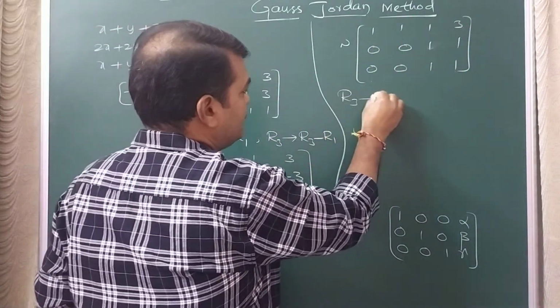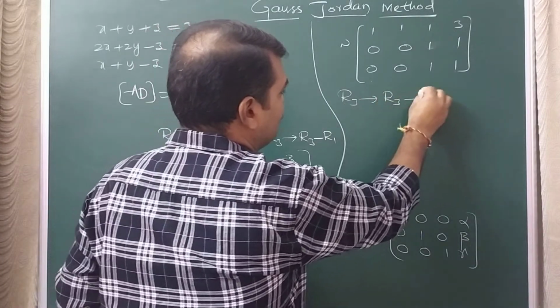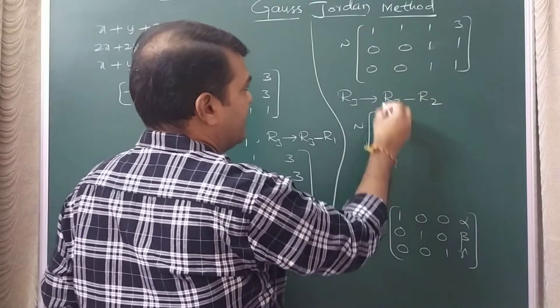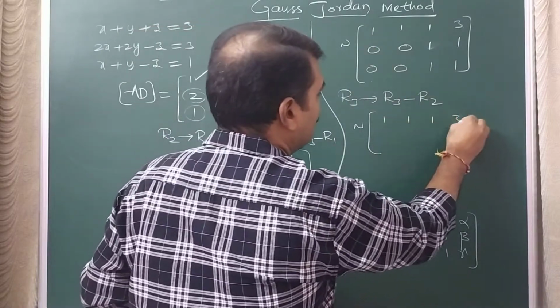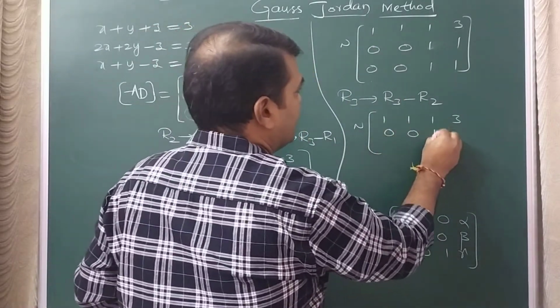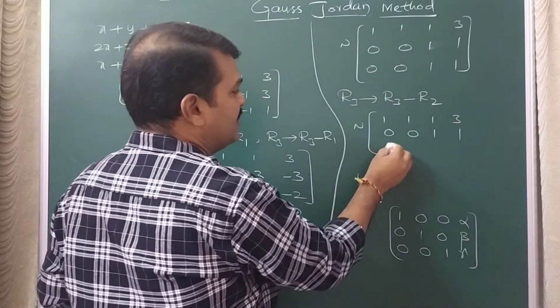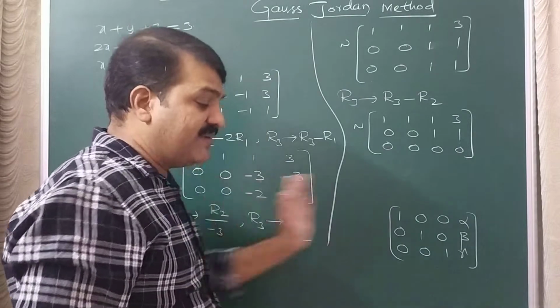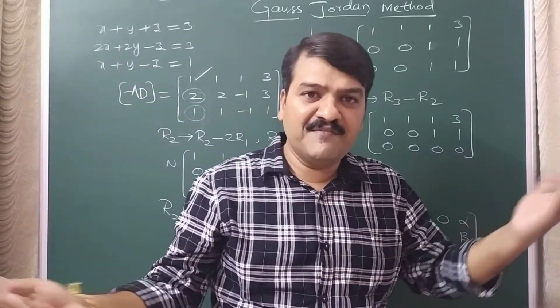Do R3 minus R2. Because two rows are same, if you subtract the two rows like this, R3 minus R2, you will get all zeros. So all the elements of a row are 0, you get infinite solutions.